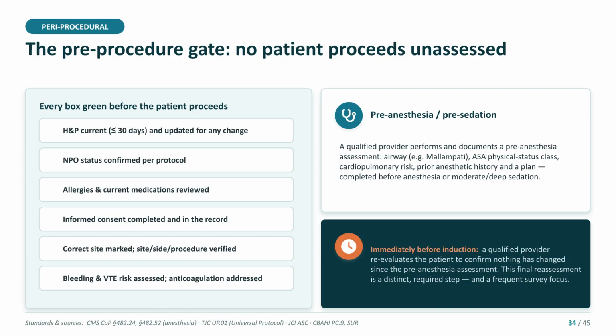In peri-procedural care, the pre-procedure gate ensures no patient proceeds unassessed. We must verify a current H&P, NPO status, medication review, and site marking. Crucially, a qualified provider must perform a final pre-induction reassessment to confirm nothing has changed since the pre-anesthesia assessment.